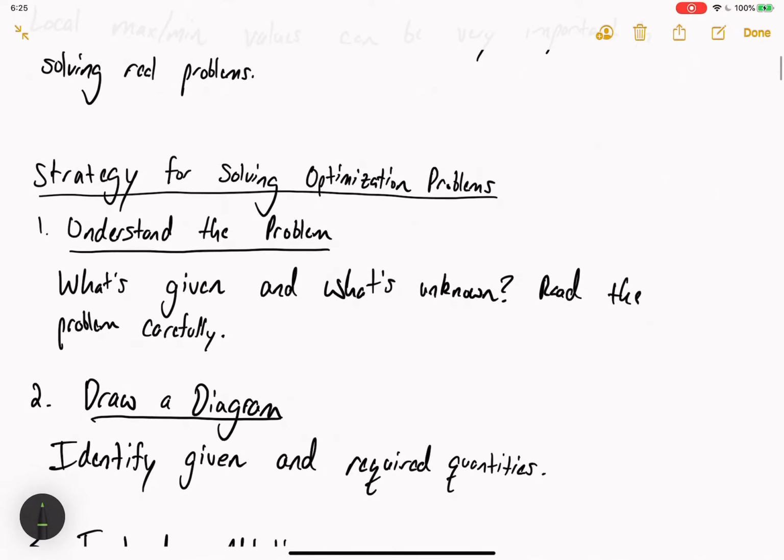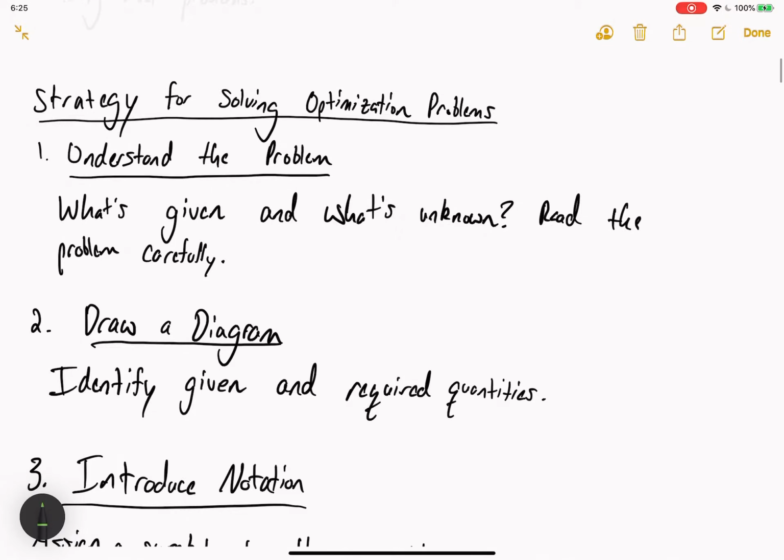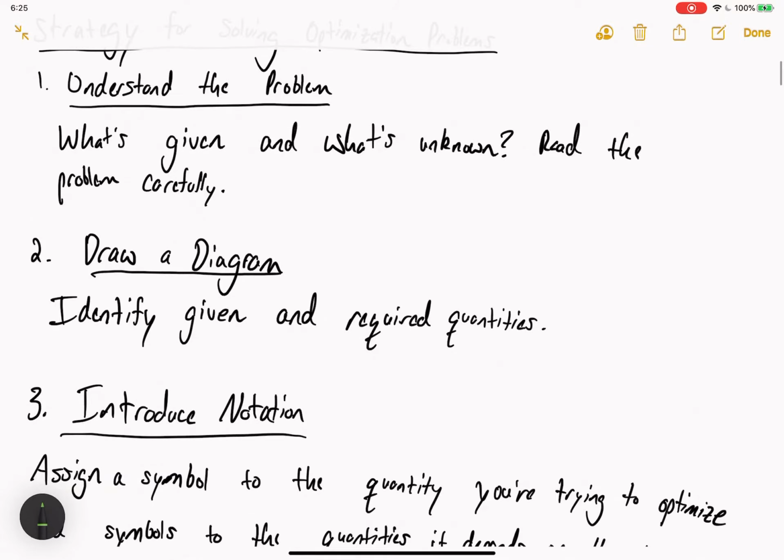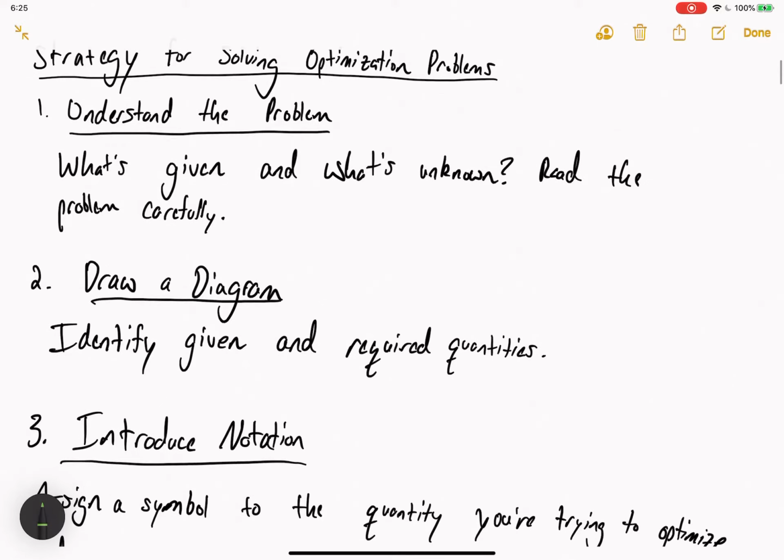We have a strategy that allows us to talk about solving optimization problems. The first thing is we want to understand the problem: what's given, what's unknown, and we want to read the problem carefully. Understand the problem fully, that way you can understand the mathematics behind it and what you need to do.